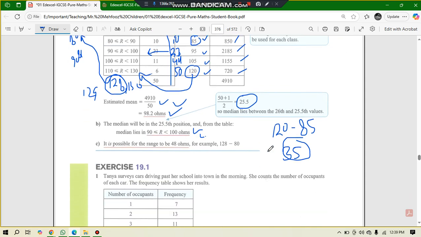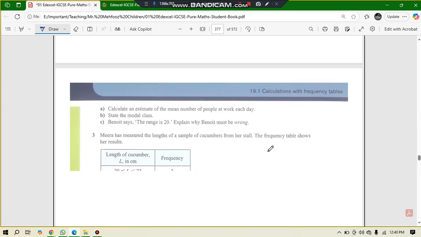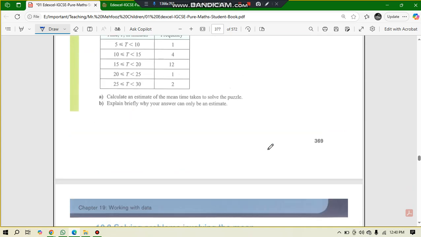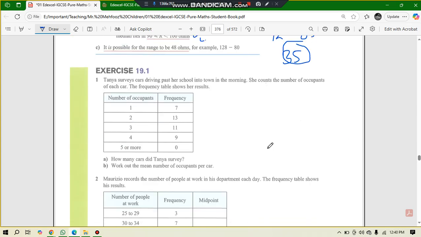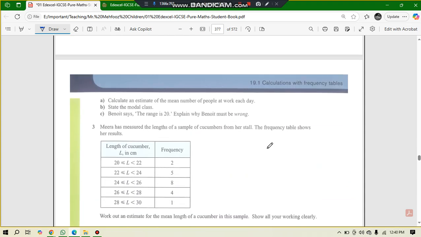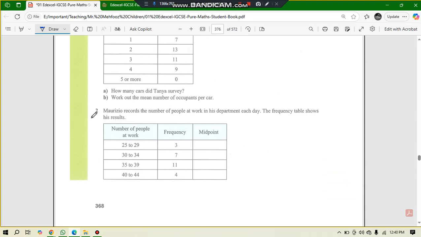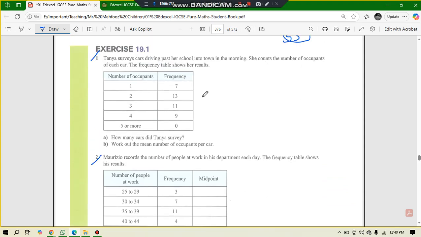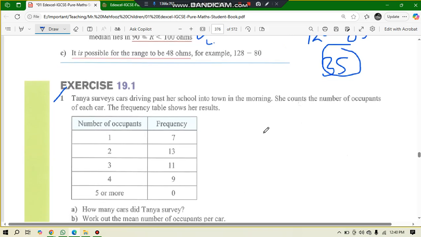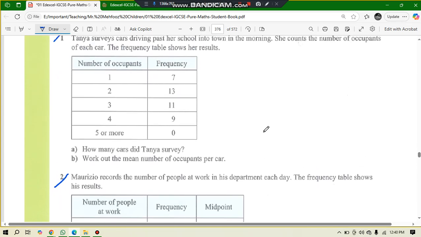Yes. Okay. So next is exercise 19.1, and it has five questions. So you have to do the first two questions for your practice. Do these questions quickly and send them to me on WhatsApp. Then we will start the next topic, right? So first of all, you have to do question number 1 of 19.1. Okay. Yes.